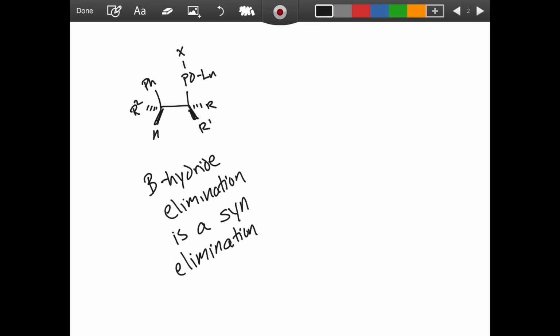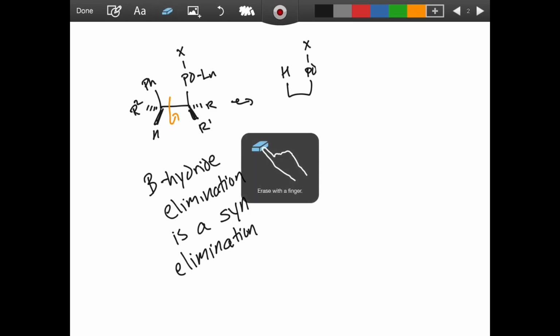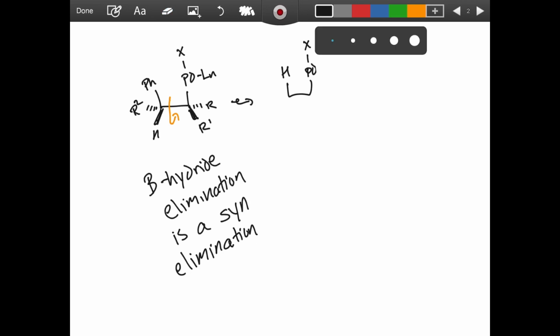And beta hydride elimination is a syn elimination, meaning that the palladium and the hydrogen that are leaving have to be on the same side. They have to be lined up. So for that to happen in this example, I have to rotate around that bond. So again, my patent pending twisty arrow, and you're going to have the palladium and the hydrogen now on the same side.